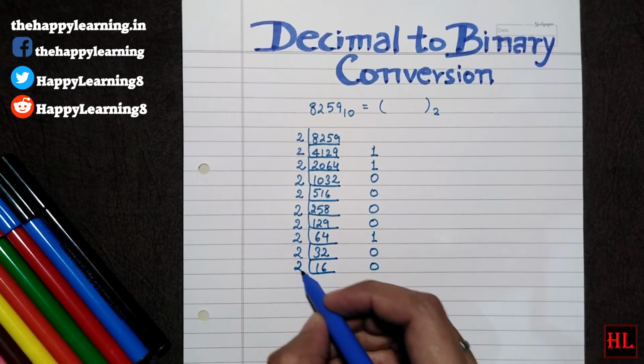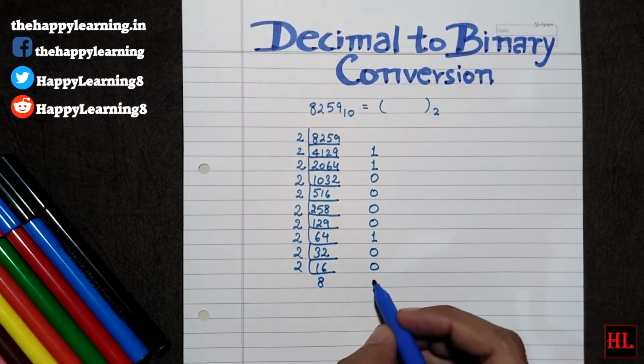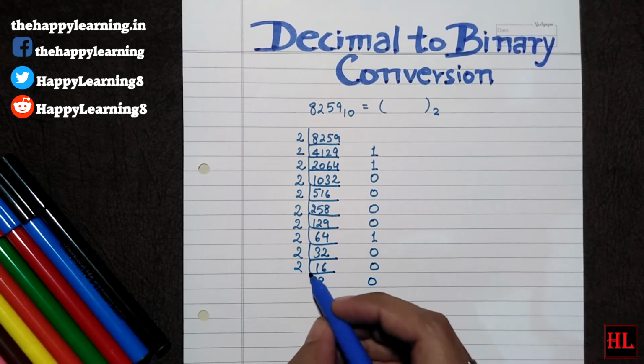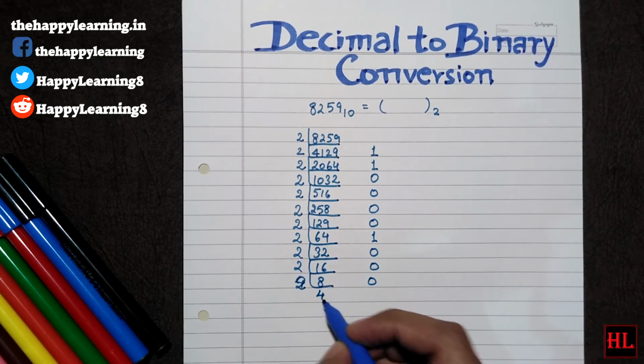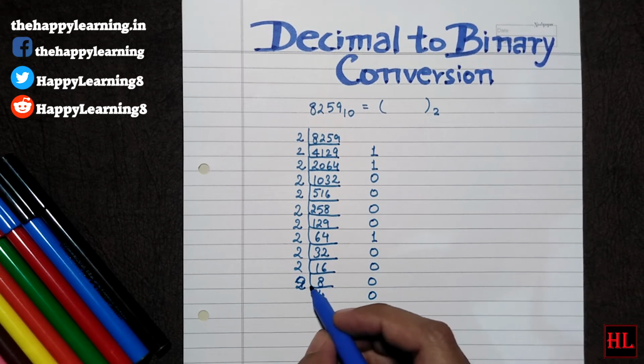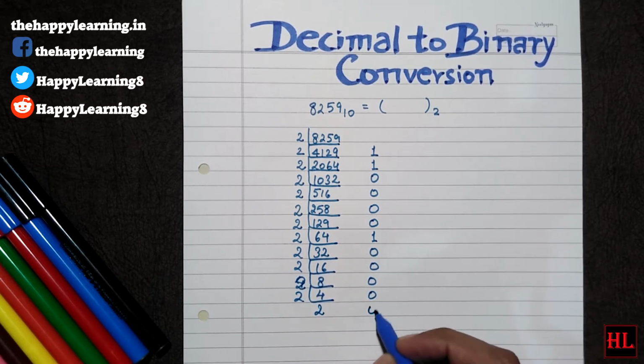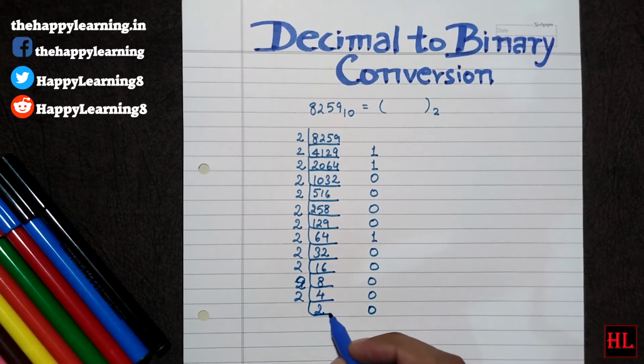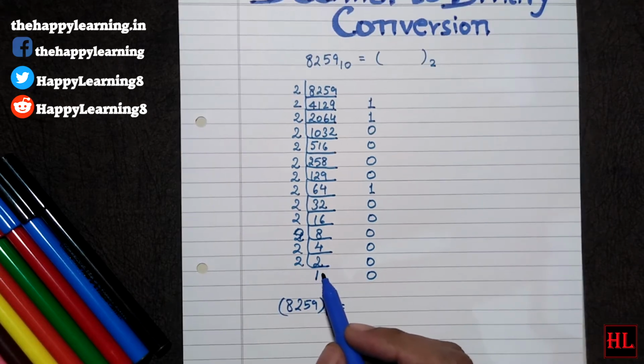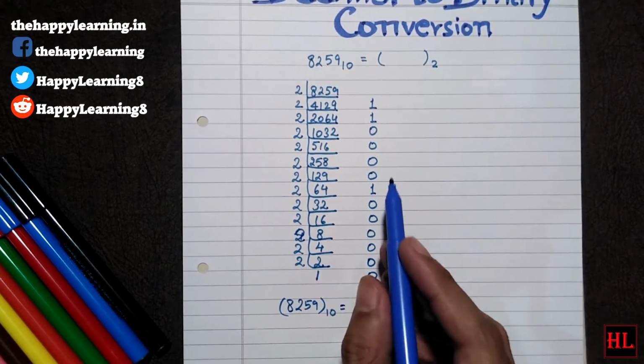For 16, again the quotient is 8 and the remainder is 0. For 8, the quotient will be 4 and the remainder is 0. For 4, the quotient will be 2 and the remainder 0. And for 2, we have quotient 1 and remainder 0. So now we take the remainders in bottom-up fashion.